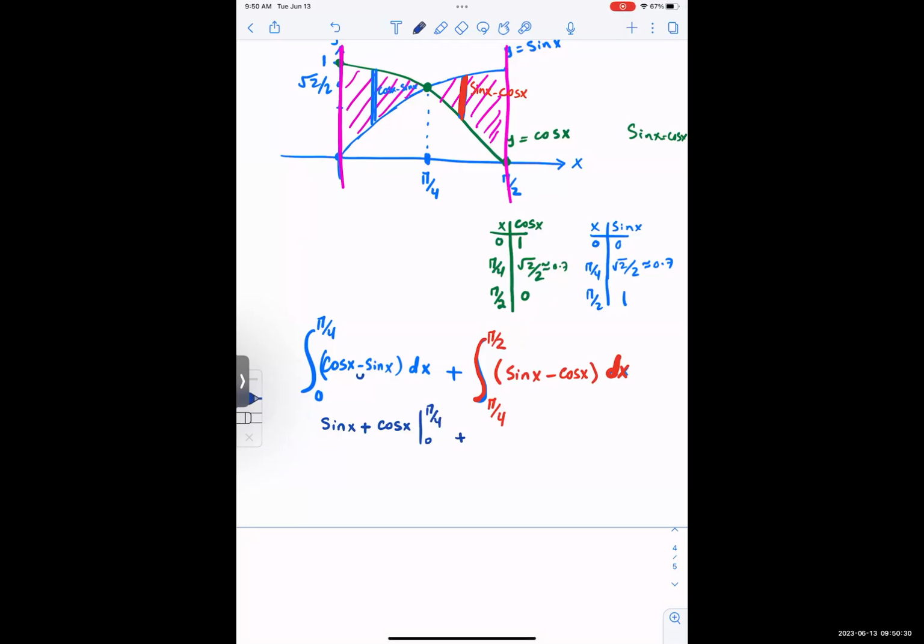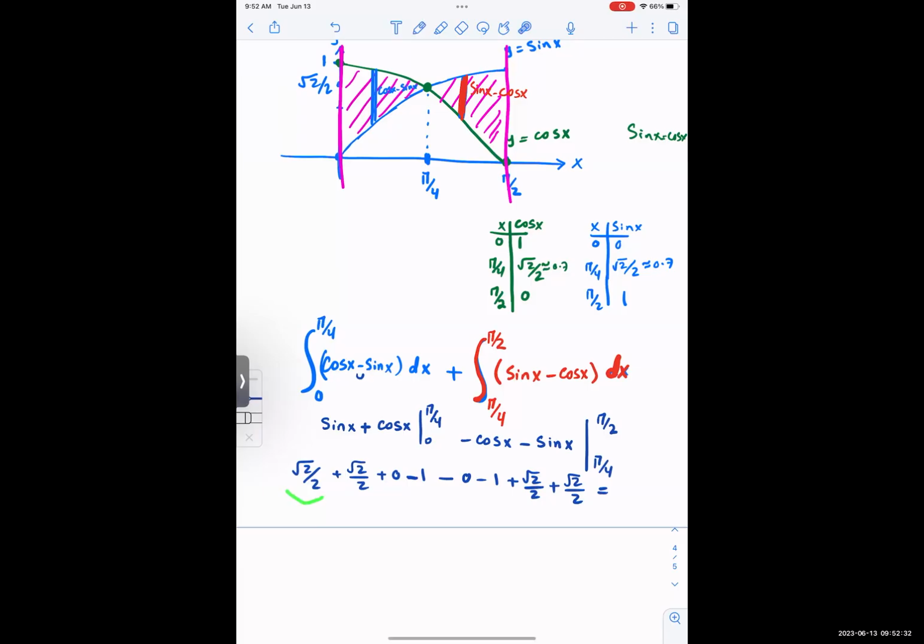Plus integral of sine again is negative cosine. And then integral of cosine is sine, but I have a negative behind that, so I write it down as minus sine x, going from pi over 4 to pi over 2. Okay, now completed. I write part of my calculation down.